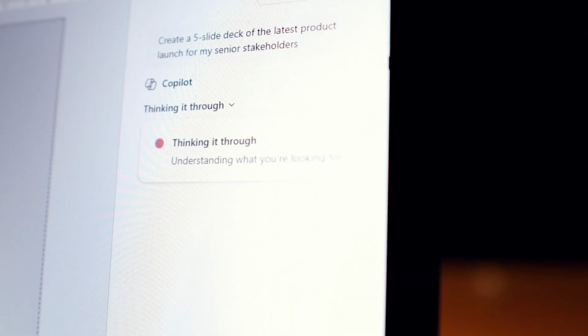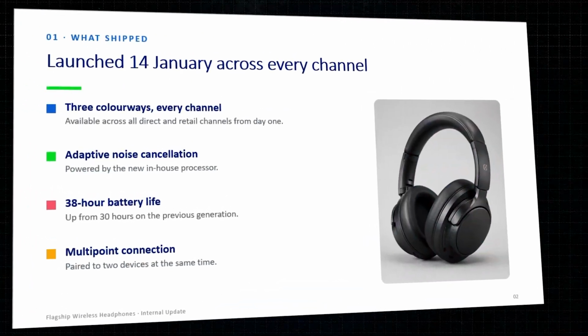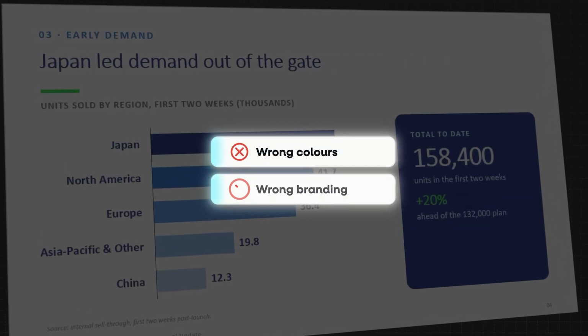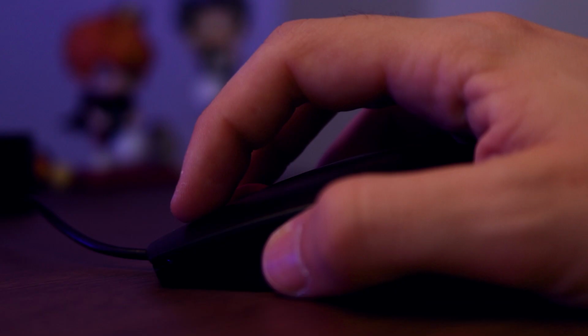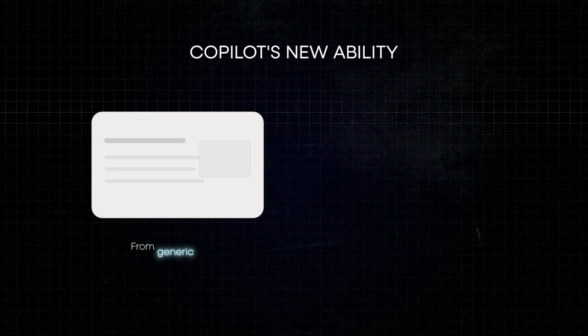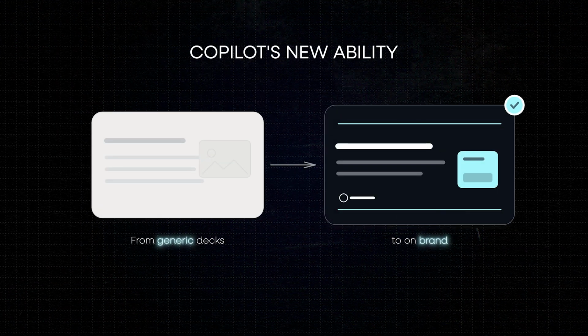You've probably been there. You ask Copilot for a PowerPoint deck and it can generate one in seconds, but it comes out generic with the wrong colors, wrong branding, and the most default template that you can think of. So you try to rebuild it by hand and waste even more time saving those unusable slides. But Copilot can now generate decks on brand and remove all that cleanup.